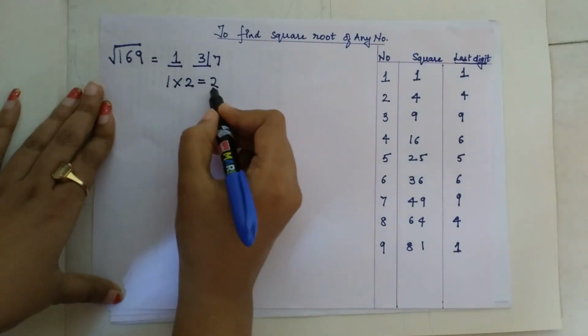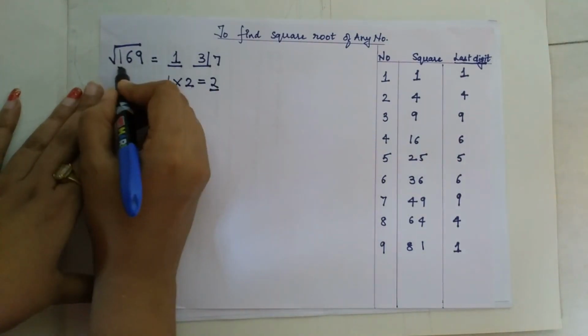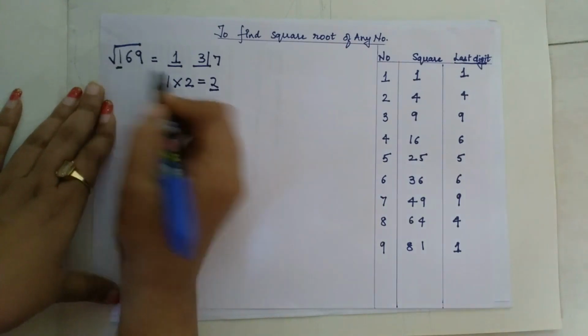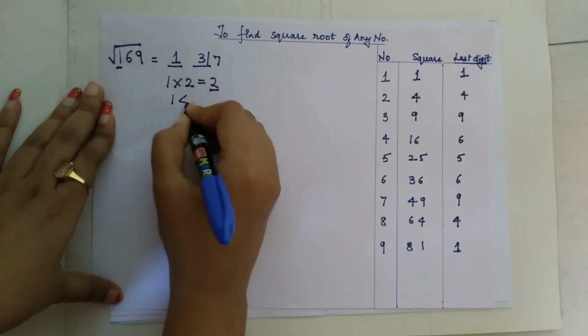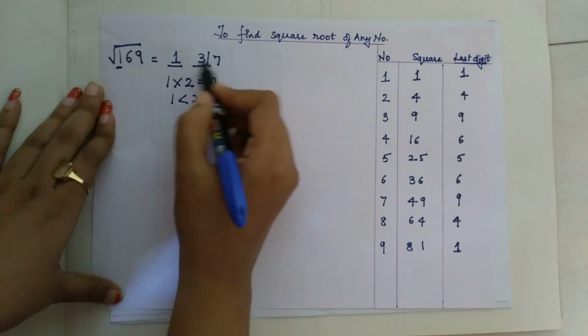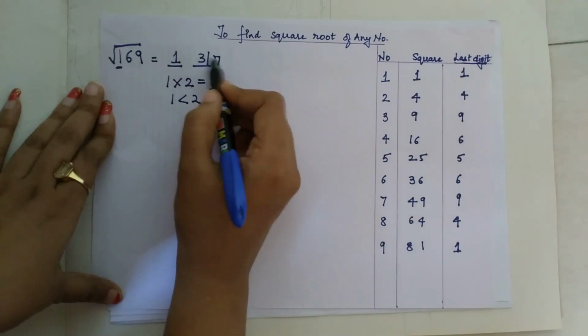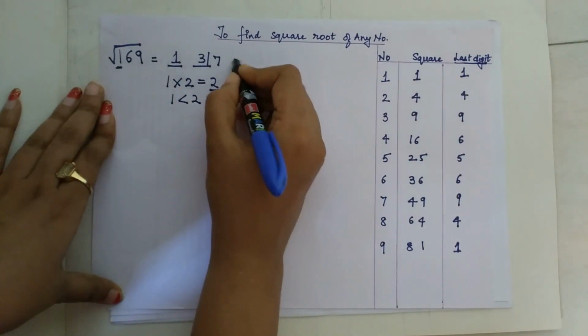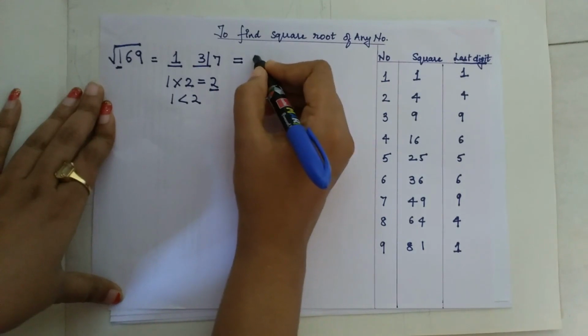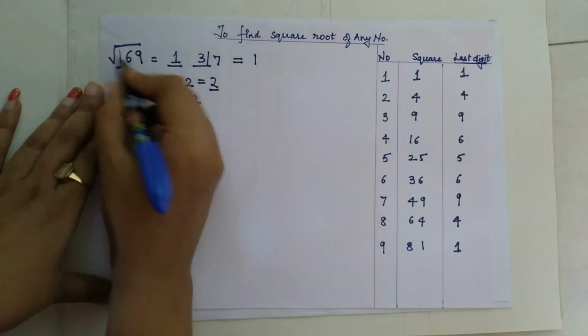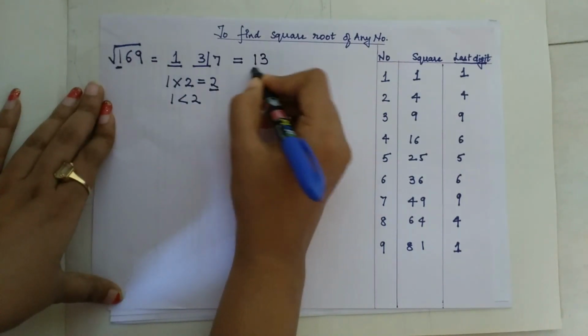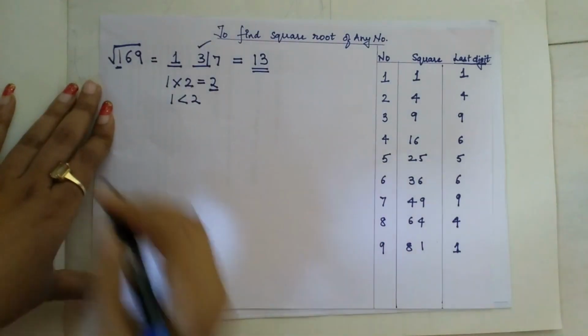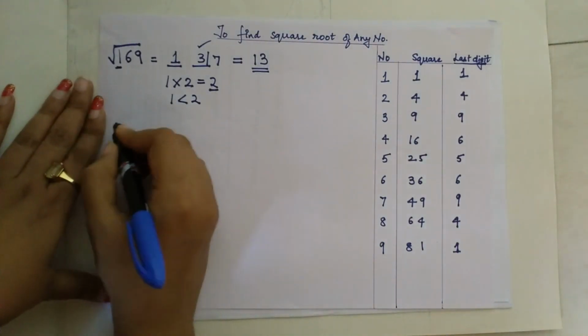And you compare this number with this number. So we know that 1 is less than 2. So the number which is smaller out of these two will be taking the units place of my final answer. So we can say that square root of 169 is 13. Let's look at a bigger example.